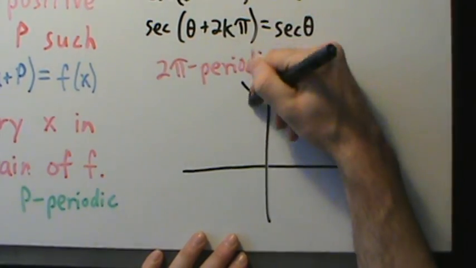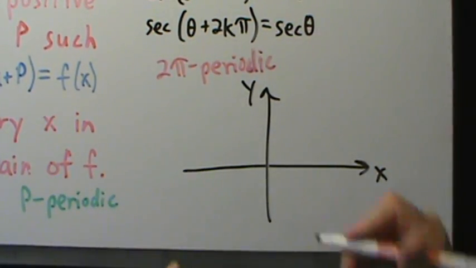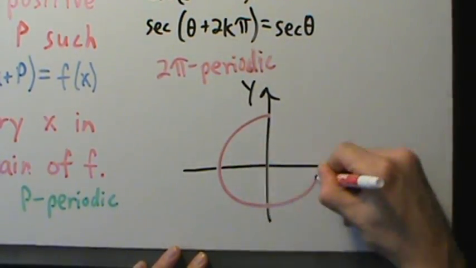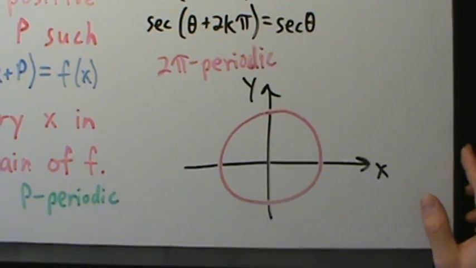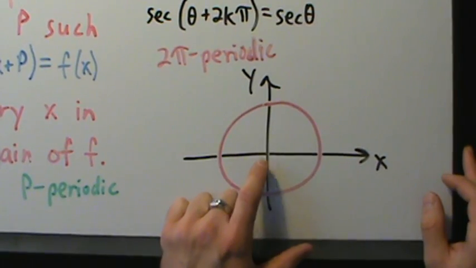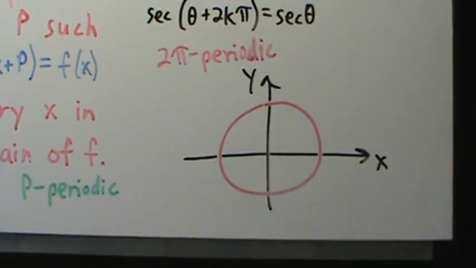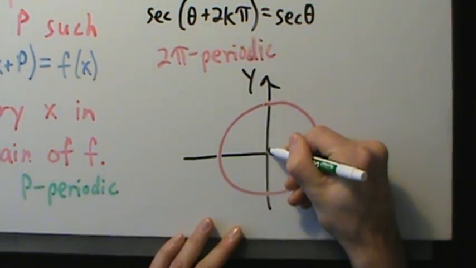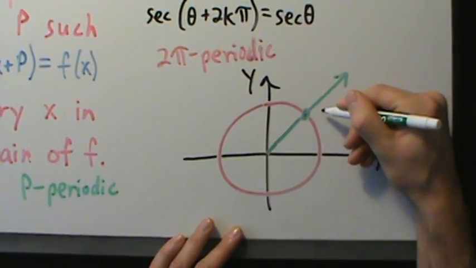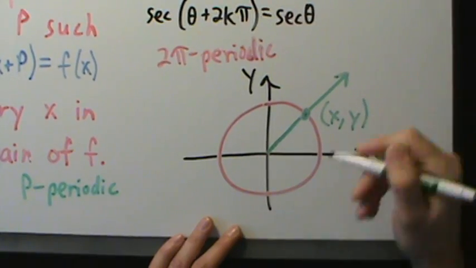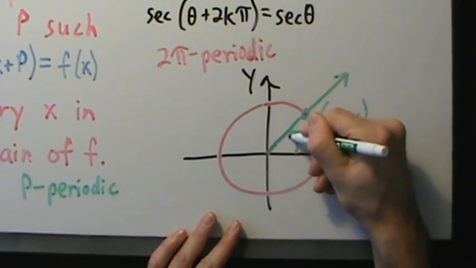So x-axis, y-axis. Let's say we have our big old unit circle here. Kind of off center, but anyway, just a unit circle, center at the origin, radius 1. Let's say we have this angle in standard position that intersects the unit circle right here, and this will be the point x comma y. Now this here is theta.